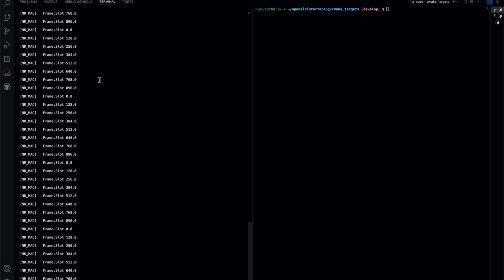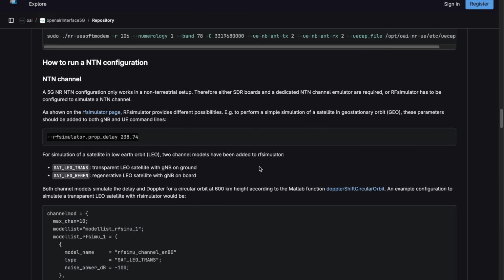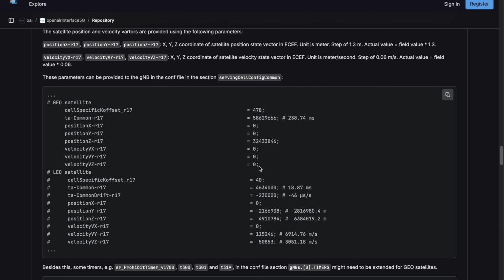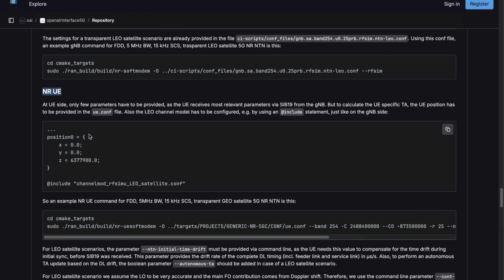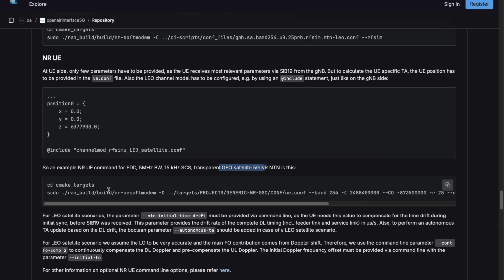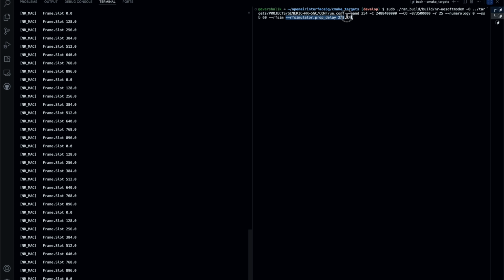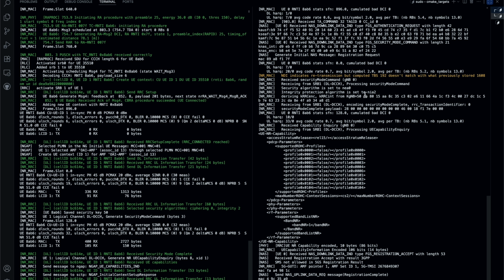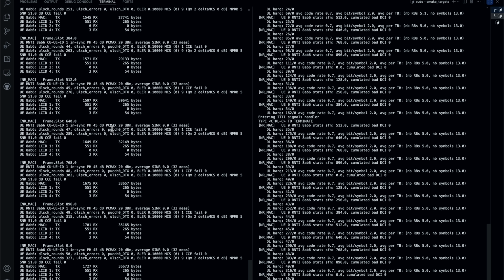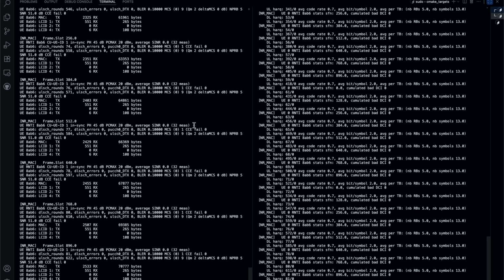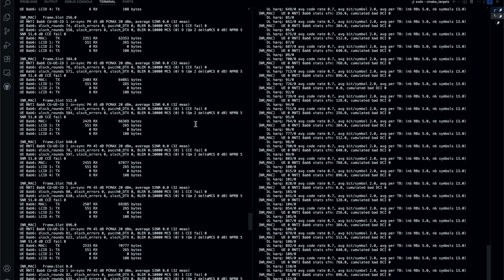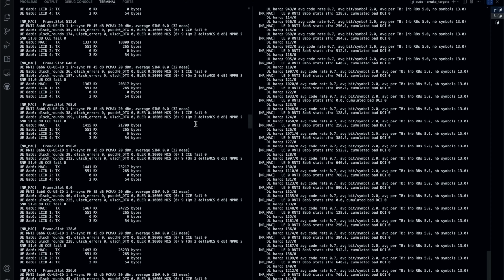And now we can start our UE. So for the UE, let's go a bit down. Yeah, in this section for the GEO mode, we have the sample command which we need to run, and here the RF simulator propagation delay is already added, so we simply need to run it, and yeah, we are good to go. The UE and gNB both are connected. We can also have a look at the messages exchanged between the gNB and the UE.